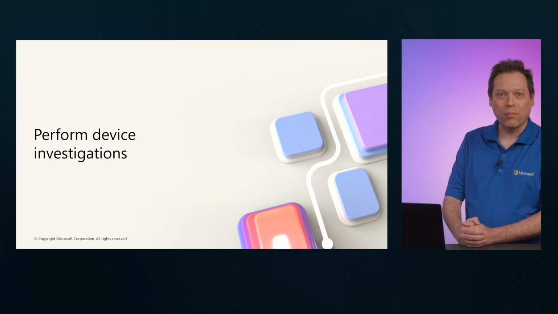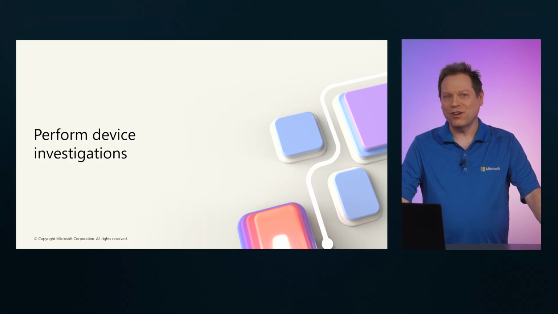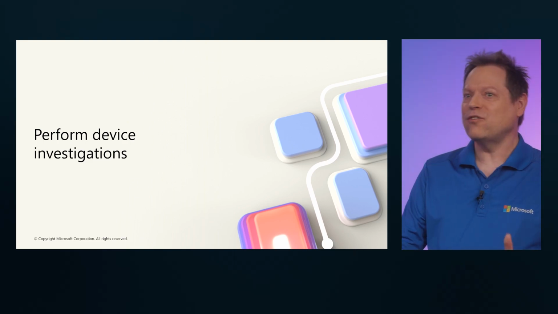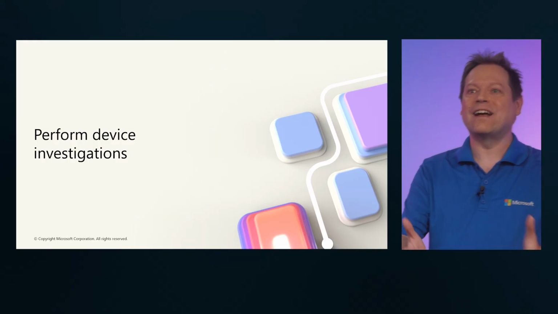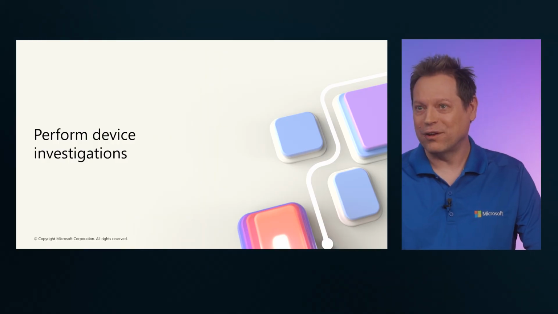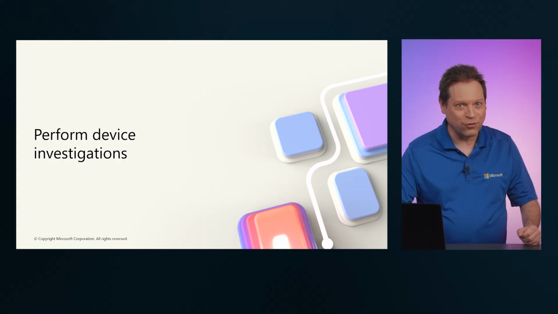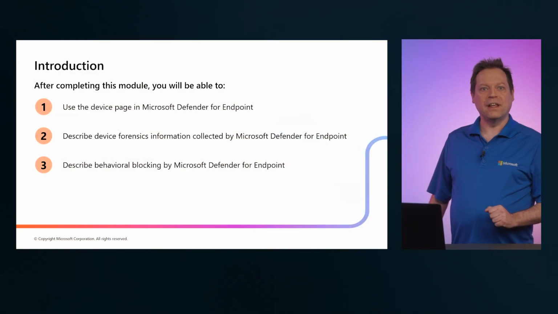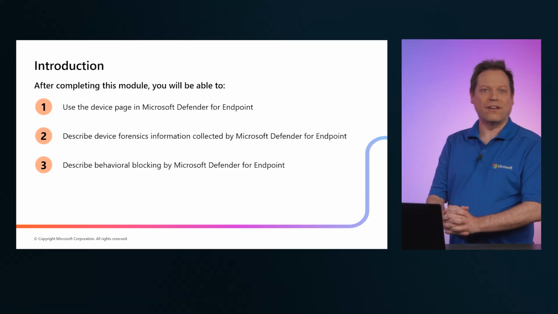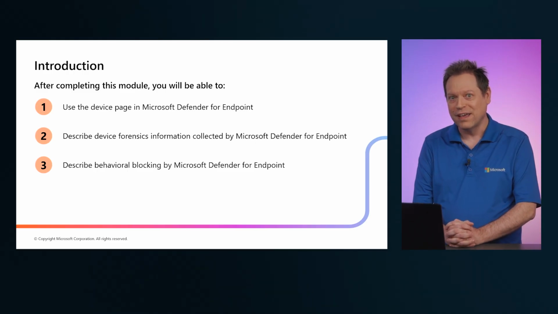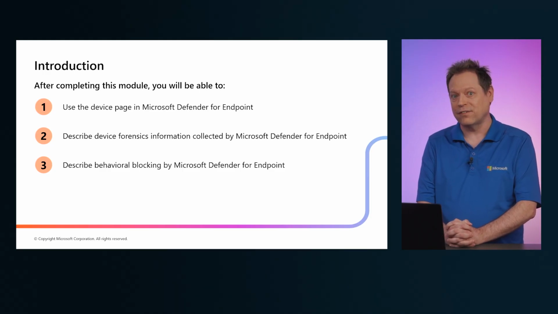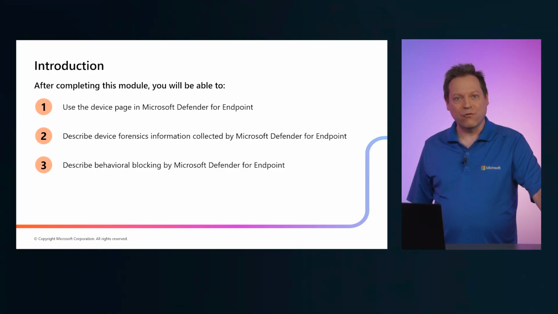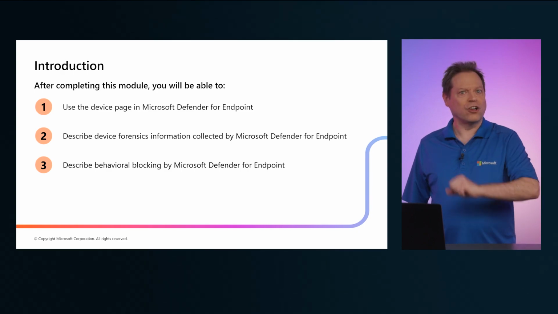Now that we've covered core protection and hardening, let's shift into investigation. This is where Defender for Endpoint helps you move from something looks wrong to a clear understanding of what happened, what's affected, and what to do next. After completing this module, you'll be able to use the device page in Microsoft Defender for Endpoint, describe the device forensic information that Defender for Endpoint collects, and explain how behavioral blocking works to stop threats based on what they do, not just what they look like.